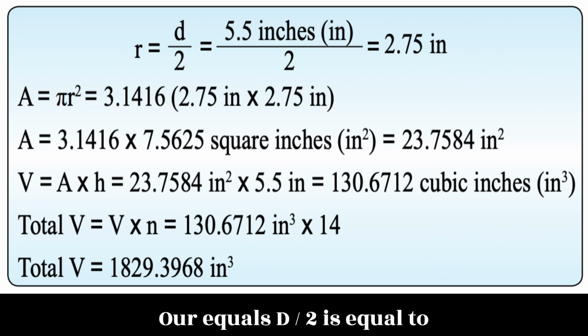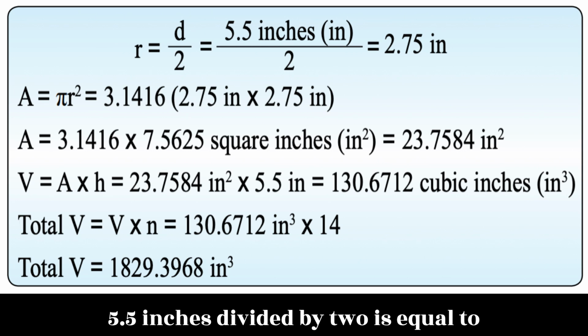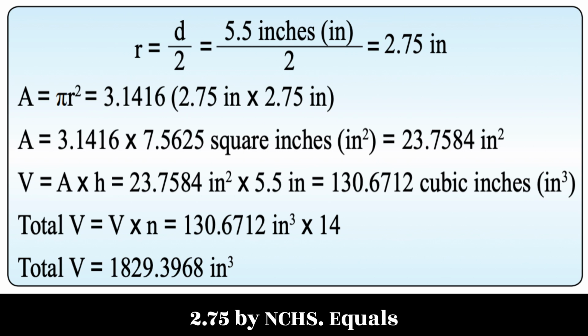r equals d divided by 2 is equal to 5.5 inches divided by 2, which is equal to 2.75 inches. A equals pi times r² equals 3.1416 times 2.75 times 2.75, so A equals 3.1416 times 7.5625 square inches, which equals 23.7584 in². V equals A times h equals 23.7584 in² times 5.5, which equals 130.6712 cubic inches, in³.